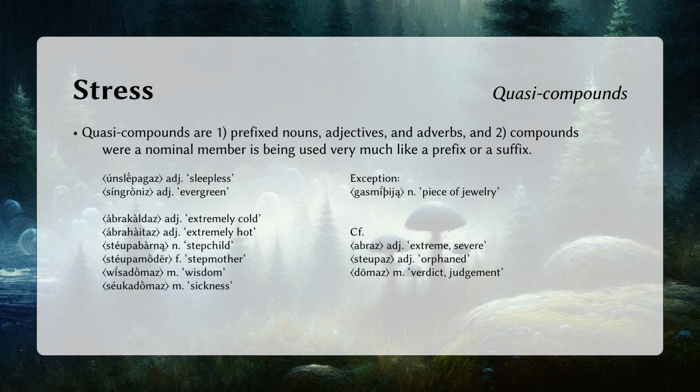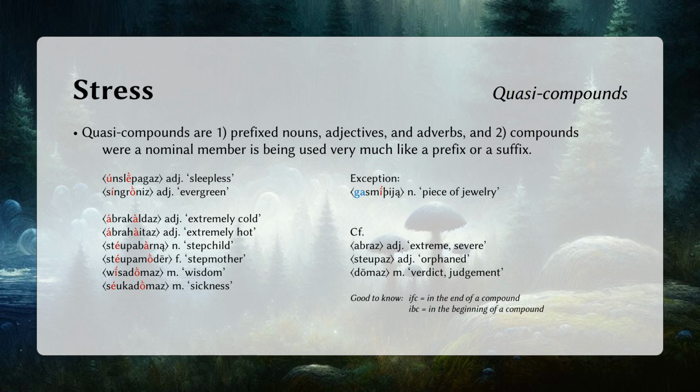With one exception, primary and secondary stress here falls out just as in ordinary compounds. The root of the first member will carry the primary stress, and the root of the last member will carry the secondary stress. Should you have more than one prefix, the primary stress will predictably still fall on the first or outermost one. The one exception is the prefix ga, which is always unstressed, as in gasmithia, piece of jewelry.